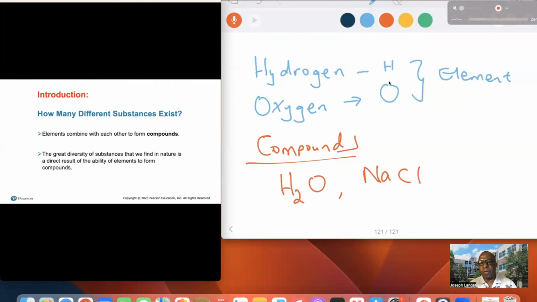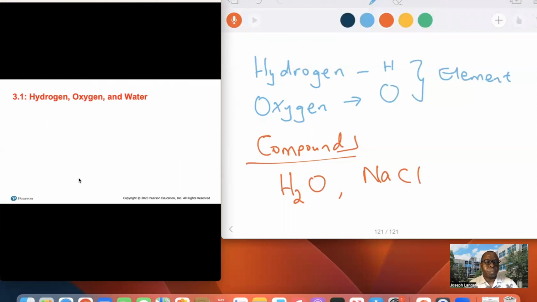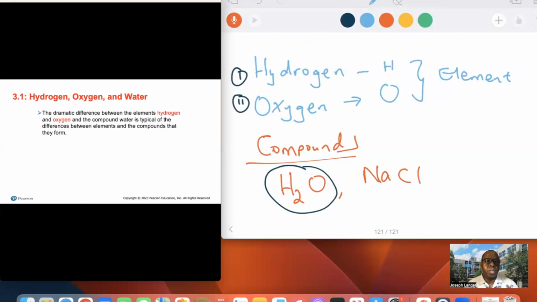Using the elements hydrogen and oxygen, they can combine to form a water molecule, which is a compound in this case. Let's briefly look at the formation of the water molecule. A water molecule consists of two elements: hydrogen and oxygen. If you look at these two elements, they have dramatic differences in terms of chemical reactivity. For example, hydrogen is flammable, and oxygen, of course, supports combustion.